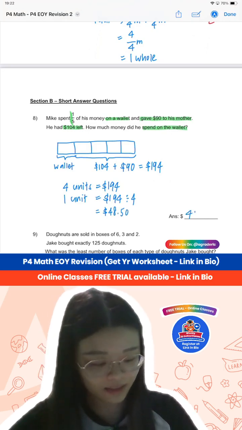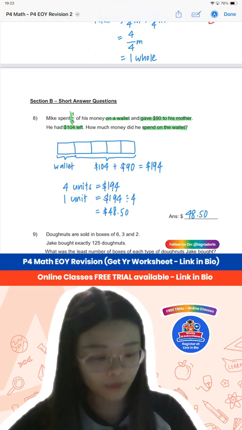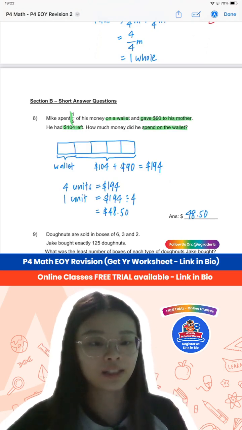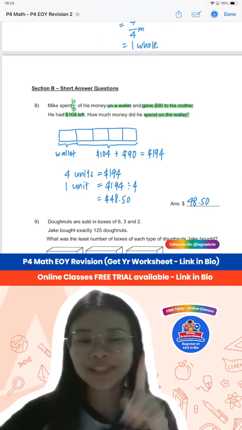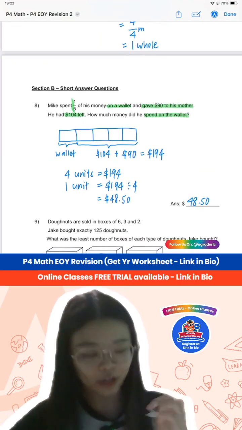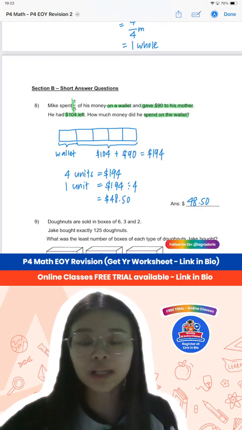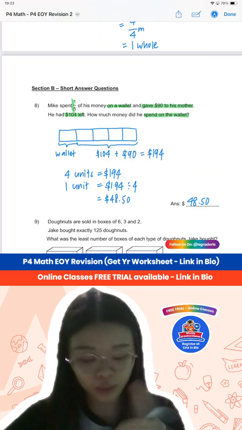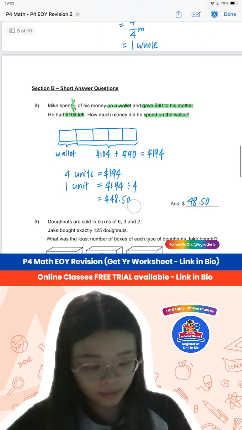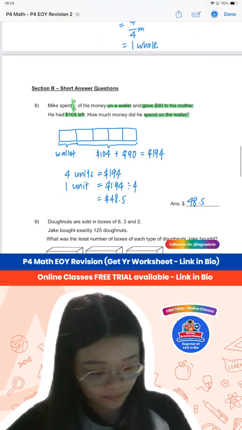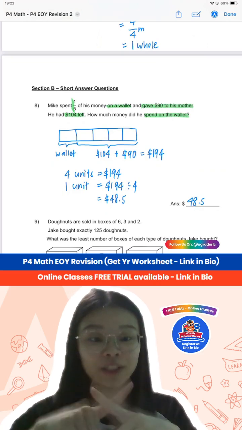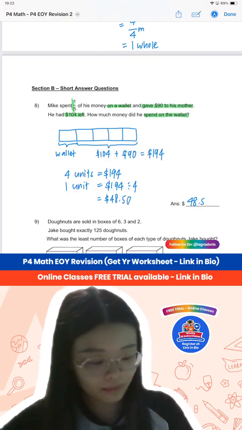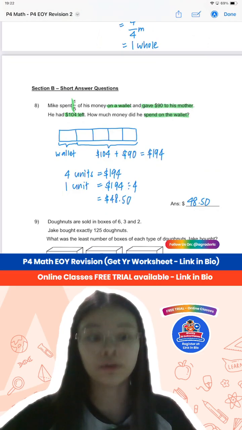$48.50. Okay, so why do we just stop at $48.50? Oh yes, Shao, you are right. Must 2 decimal places. Very good. This is a very good tip. Okay, when we are working with money, you must put 2 decimal places. So sometimes you see students doing this 48.5 and they stop it like that. Okay, this is incorrect because this is money. Money must come with 2 decimal places when it involves cents.